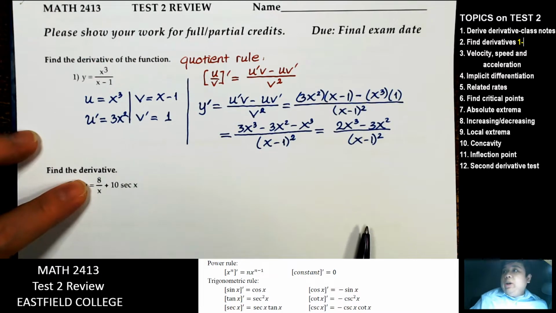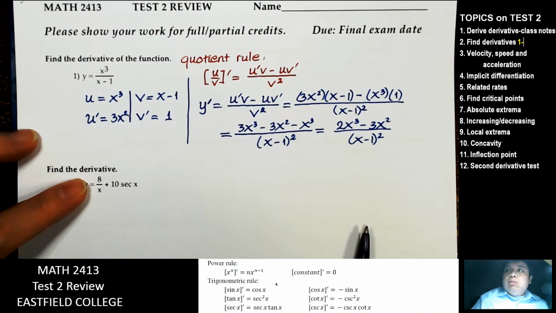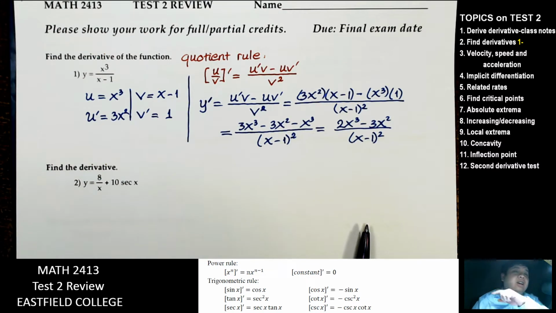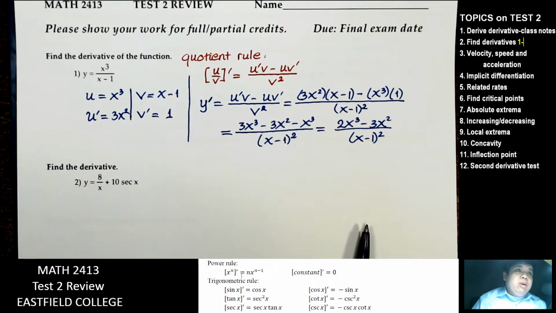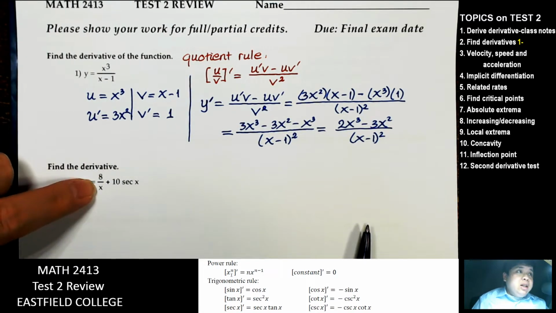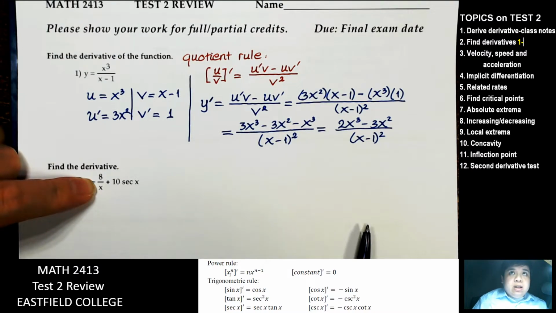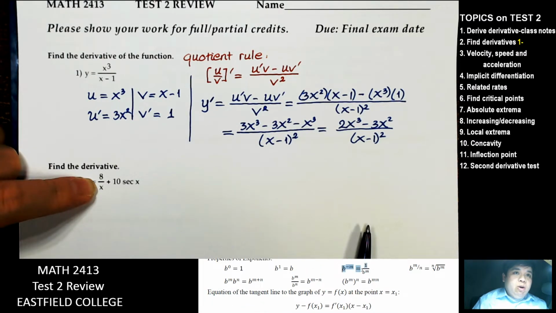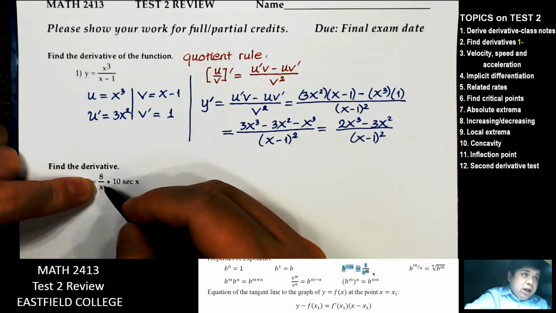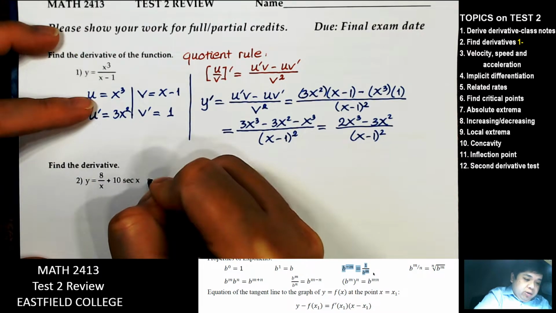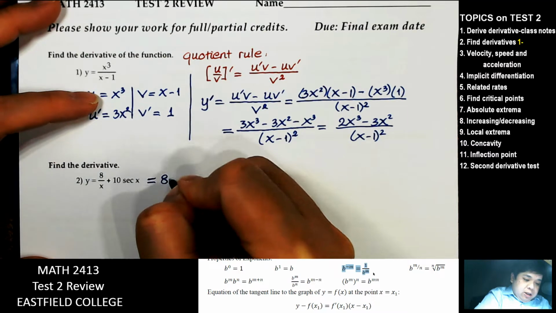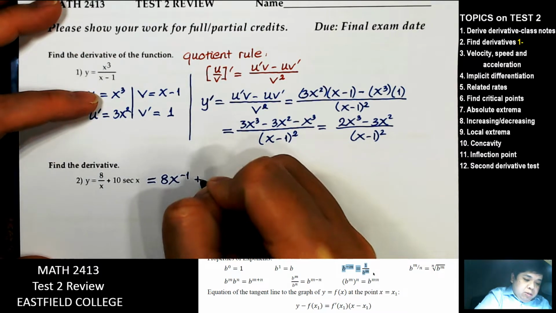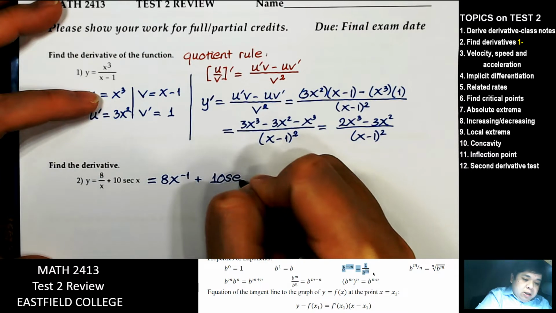We have the power rule over there on that side. So we can pretty much take any power. Here we have 8 over x, so we can rewrite it as a power, and to rewrite that, we can use that formula to rewrite 8 over x. So we write the function as 8x to the negative 1 plus 10 secant x.